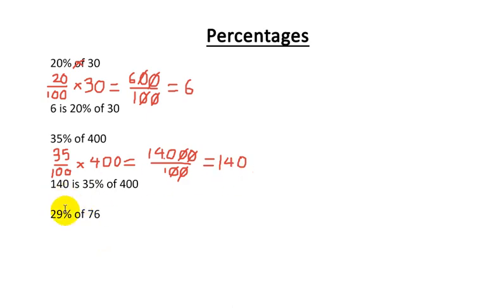Next, and here is where it gets a little tricky. We want to find 29% of 76. So let's do what we've been doing up until now. 29 over 100 times 76. In this case, I would need to do 29 times 76, which makes 2,204.